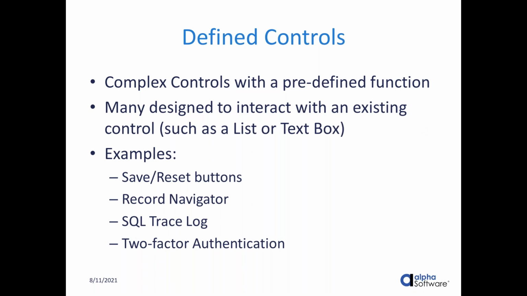So defined controls are a little more complex. And just as a side note, many of them are designed to interact with an existing control. Like the list record navigator requires a list to add it to, otherwise it's not going to do anything. We also have a date selector, which needs two existing start and end date value controls, which are created using text boxes. You need to have those in your app to hook that up to provide the date selection. So that's what we talk about there.